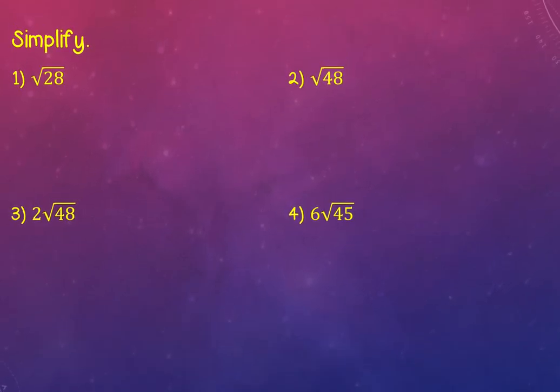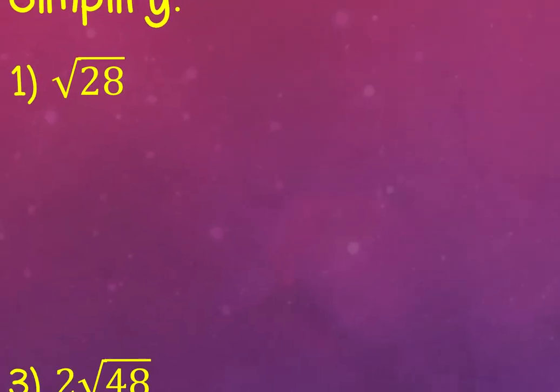Do 1 and 2. All right, what'd you break 28 down into? Because it could be different. 2 and 14, and then the 14, 2 and 7, so what repeats there? Good. The 2 repeats, the 2 goes to the outside, and it'd be 2 square root 7.